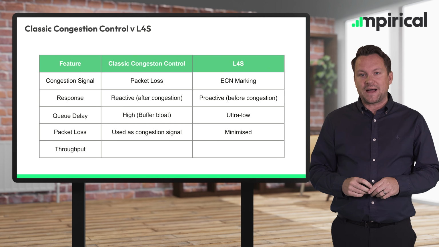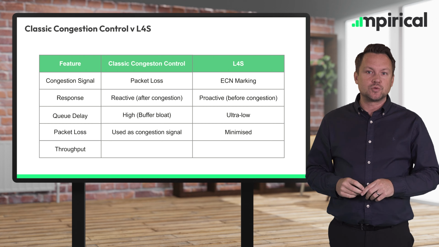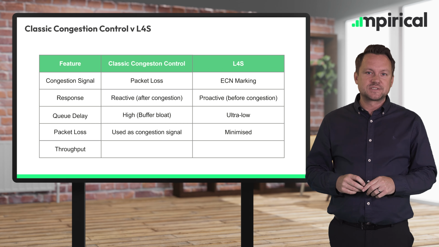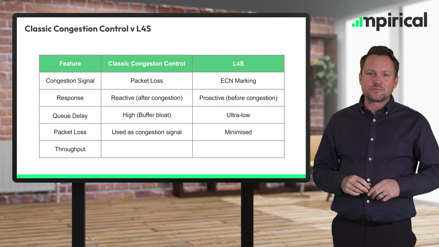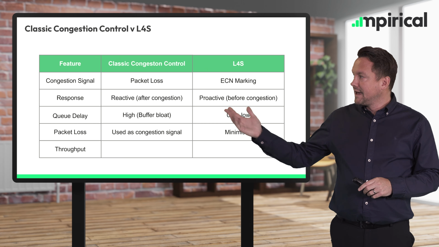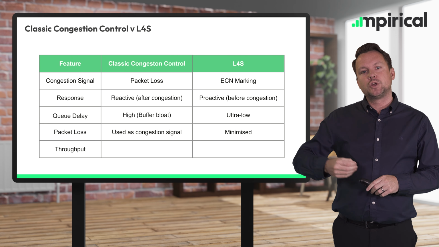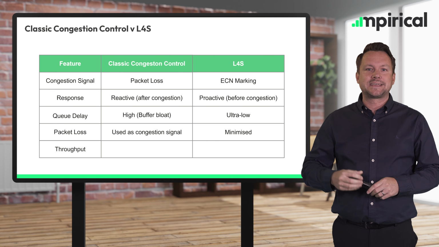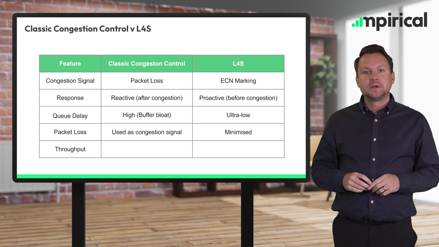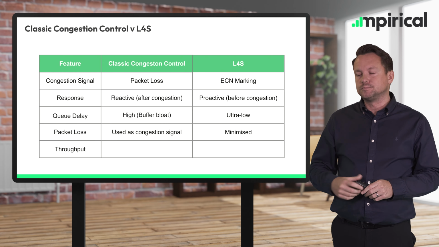In terms of packet loss, its role in classic congestion control, as we've mentioned already, is that it's used to signal congestion itself. But if we wait until packets are actually being dropped, then as I've mentioned several times, it's a little bit too late at this stage to manage this efficiently. And with L4S, we actually minimize packet loss. Because we're using those frequent small indicators that congestion is building, we keep the queues low, so we prevent packets from being lost as queues build and buffers become full.